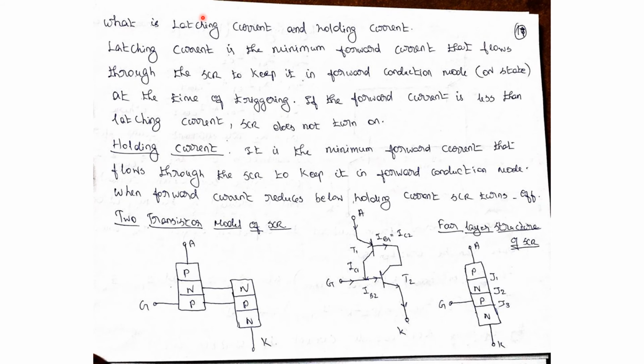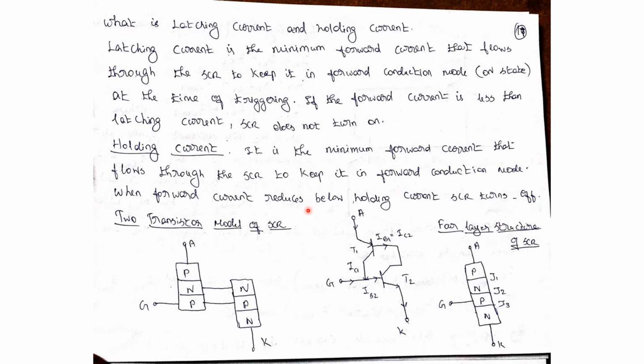Okay, then we'll see what is latching current and what is holding current. Latching current is the minimum forward current that flows through the SCR to keep it in forward conduction mode, the on state, at the time of triggering. If the forward current is less than latching current, SCR does not turn on.